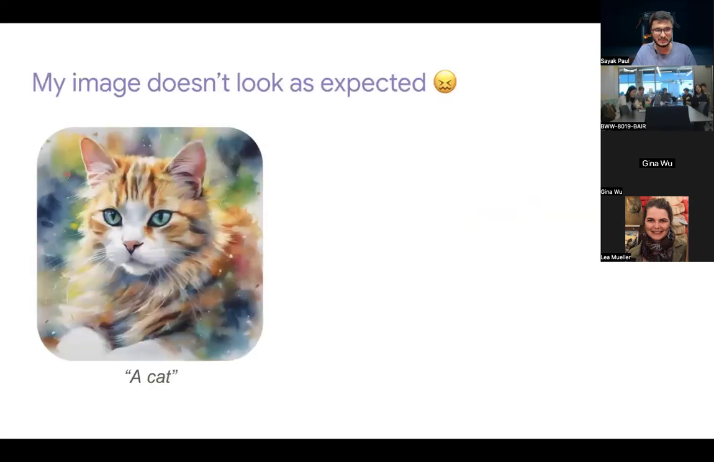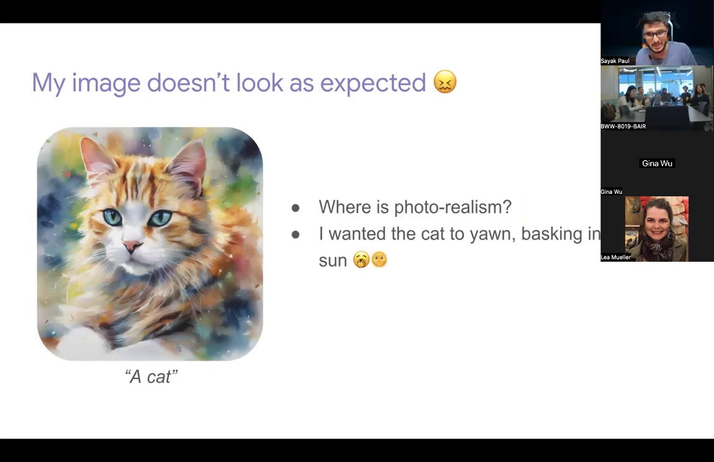So the final part. Of course, an obvious one: my image doesn't look as expected. Language supervision can be vague, as we have been discussing. So, a cat, right? This was the prompt, by the way. Where is photorealism? This is just a water painting. I wanted better than this. I wanted the cat to yawn and bask in the sun, not doing it. I wanted it to look more aesthetic, of course, a never-ending user ask. And then I wanted the cat to have sleepy eyes. None of those things are present here. So what can I do here?